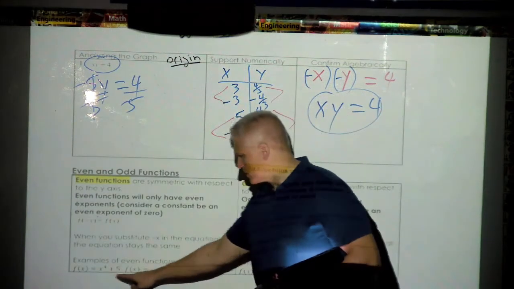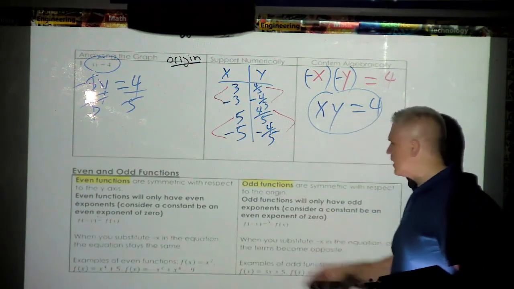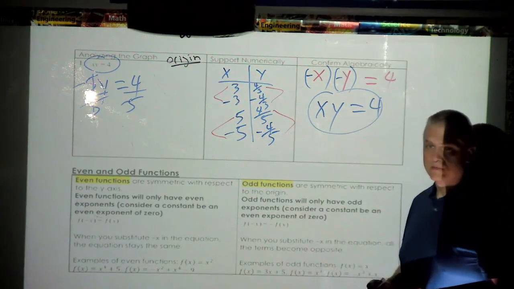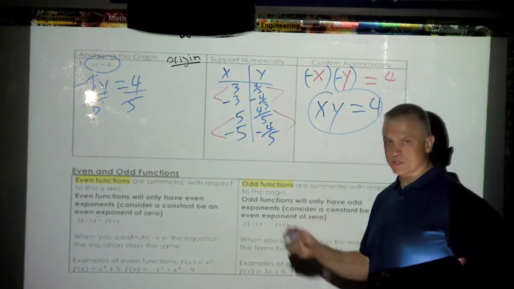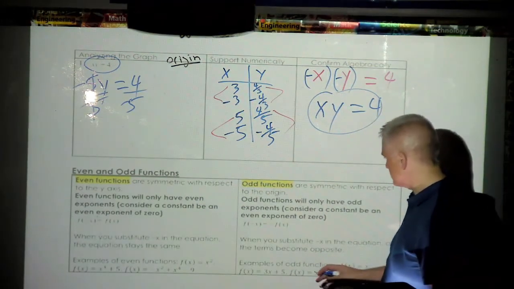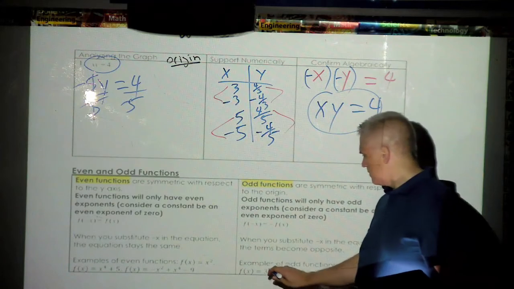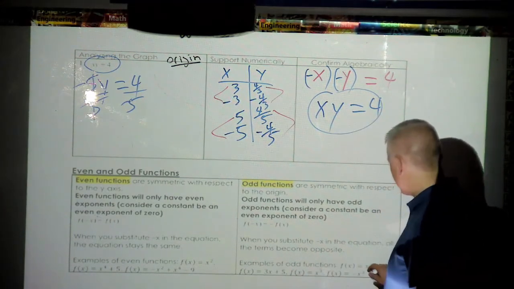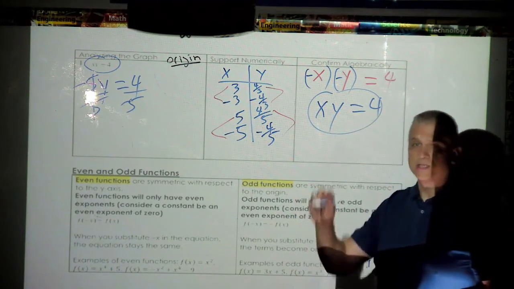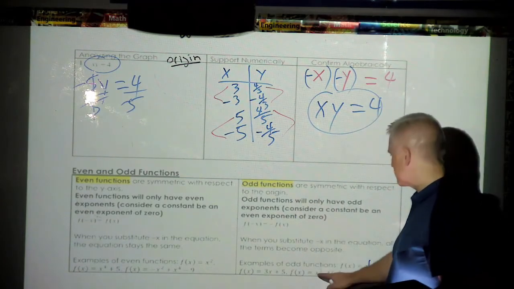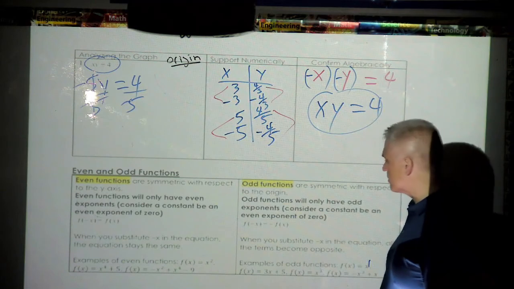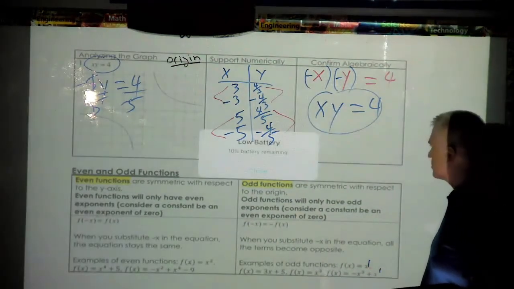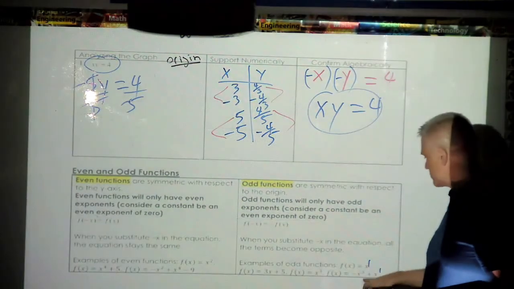Here's another couple of examples here. Odd functions. If all of the exponents are odd, then you're going to have rotational symmetry to the origin. So for example, they give you here f of x equals x to the first. 1 is odd. That's cool. X to the third. X to the third is odd. 3 is odd. X to the third plus x to the first. 3 is odd, 1 is odd.